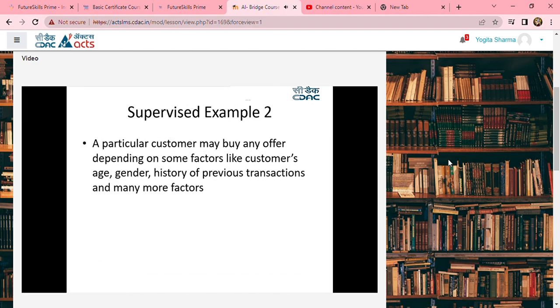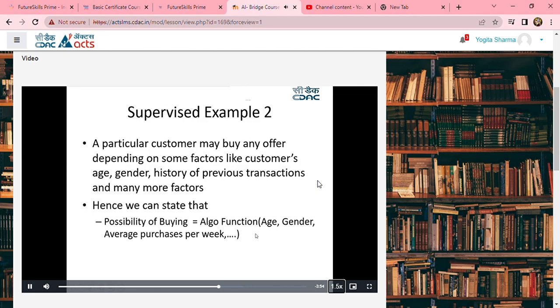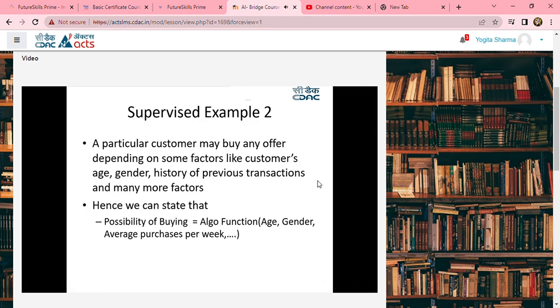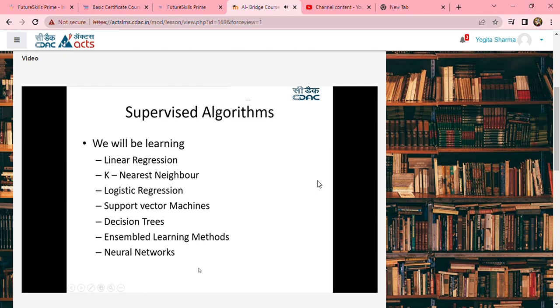The second can be the type when we want to predict something which is categorical. For example, a particular customer may buy a product, and the driving factors behind the buying can be age, gender, or history of previous transactions that the customer had, and many more factors. So we can build an algorithm which has a strong link between the probability of buying and other factors. Such a type of problem is called a classification problem. These are some of the supervised learning algorithms. We are going to see all of these algorithms.